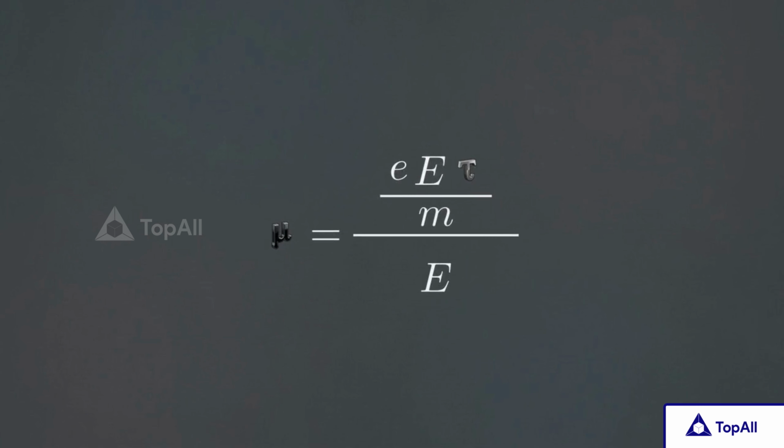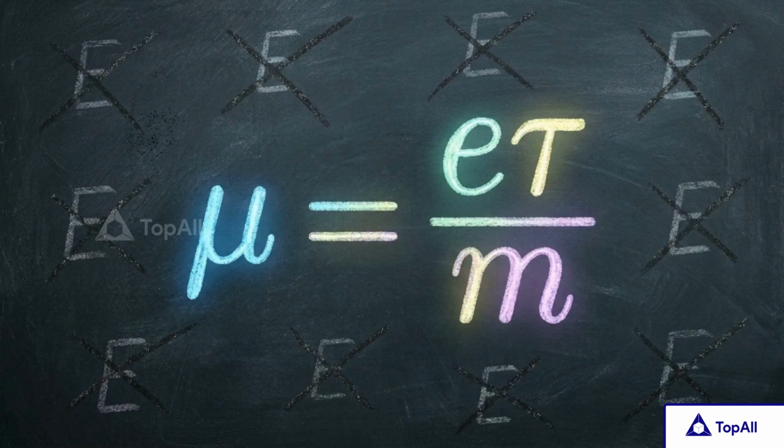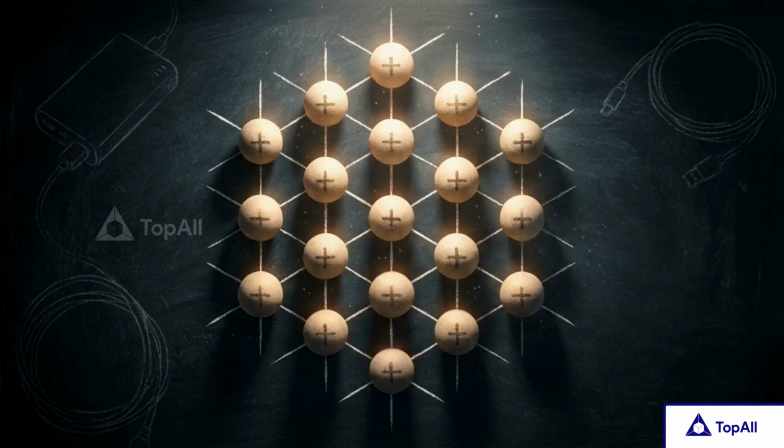Plugging this back into our original fraction for mobility, the electric field sits on both top and bottom, so they cancel out completely. We are left with equation 3.25. Mobility equals the electron's charge times the relaxation time divided by its mass. The electric field from the battery is completely gone from the equation.